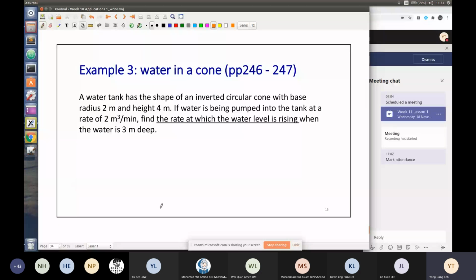We have a water tank that has the shape of an inverted circular cone with base radius 2 and height 4 meters. So let's draw. Step 1 is always to try to draw. So we have an inverted circular cone and its base radius is 2, so this is 2 meters, and my cone maybe looks something like that. And my height is 4 meters.